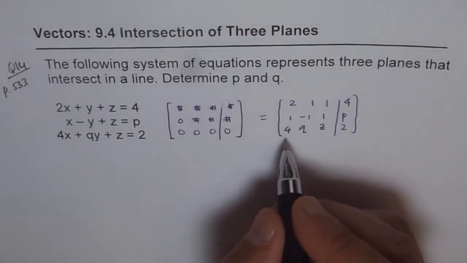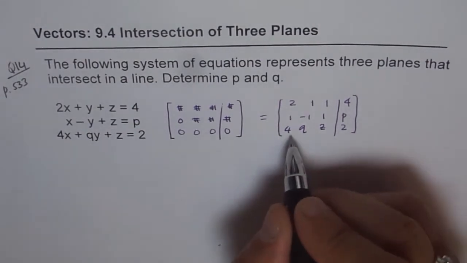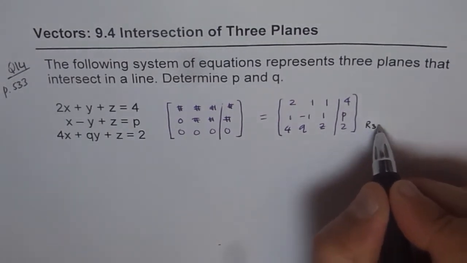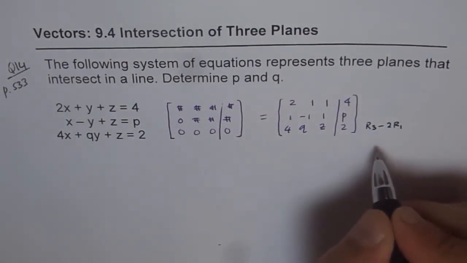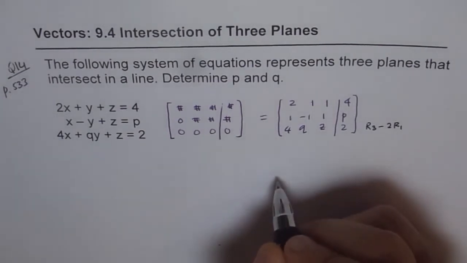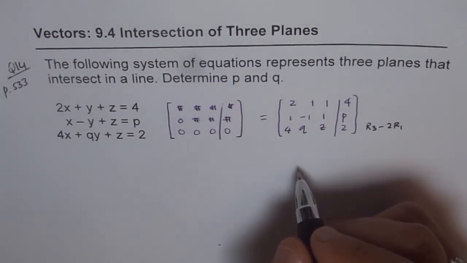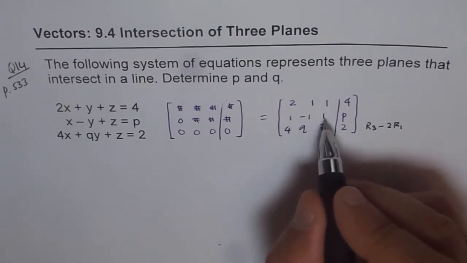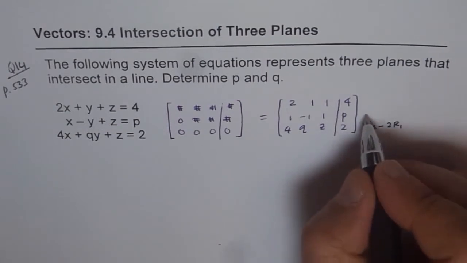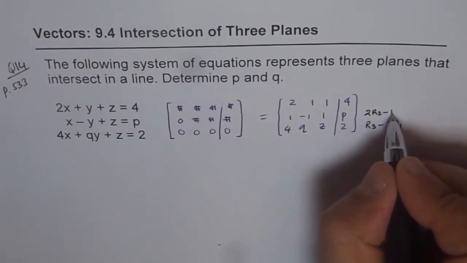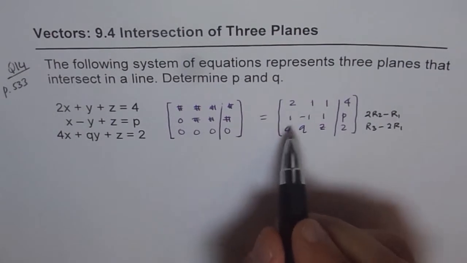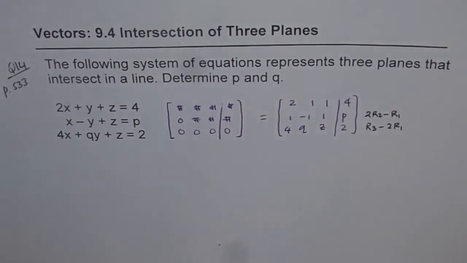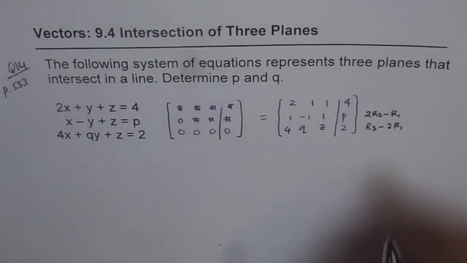So what we will do here is, we have to make this 4 a 0, that means R3 minus 2 times R1, right? So that will give us 0 in this position. And to get 0 in this position, what we should do is multiply R2 by 2. And so we get 2 times R2 minus R1. So if we do this operation on the rows, we'll get 0 and 0 in these positions, right? So let's do both of them simultaneously and write down our answer.